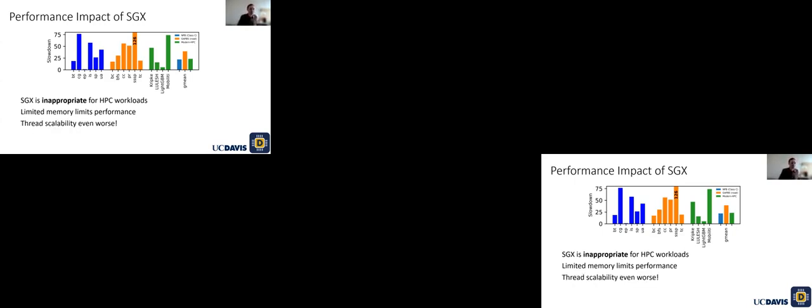Additionally, thread scalability doesn't really work in SGX. Going from one thread to anything else doesn't give you very much speedup. And so again, it just doesn't work very well for these scientific computing applications. So SGX doesn't work, but what about SEV?